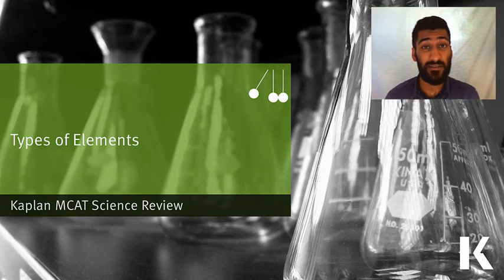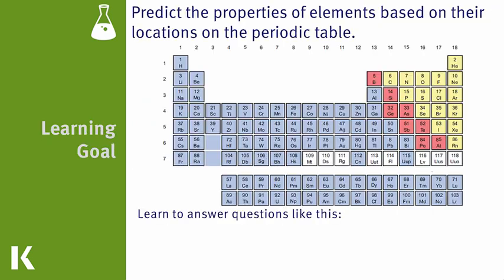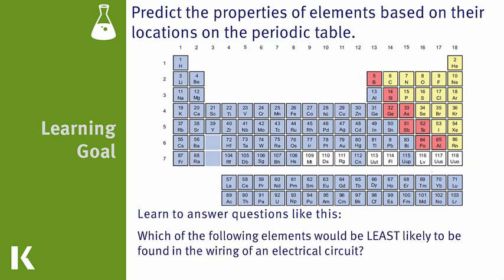Welcome to this MCAT Science Review video on the types of elements. We'll be starting off this video with an explanation of the metals, then the nonmetals, and we'll wrap up with the metalloids. By the end of this video, you'll be able to use the periodic table that you're going to be provided on test day to predict the properties of any element that you might see on the MCAT. And you'll learn to answer questions such as, which of the following elements would be least likely to be found in the wiring of an electrical circuit?